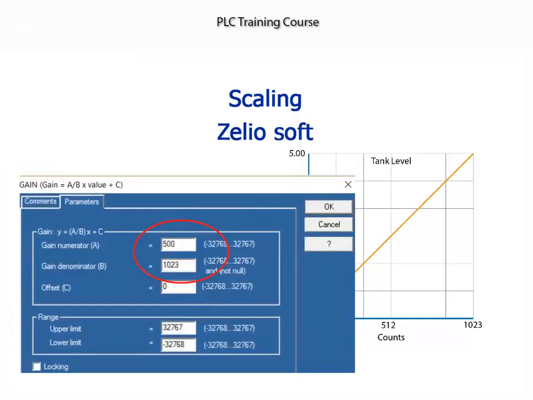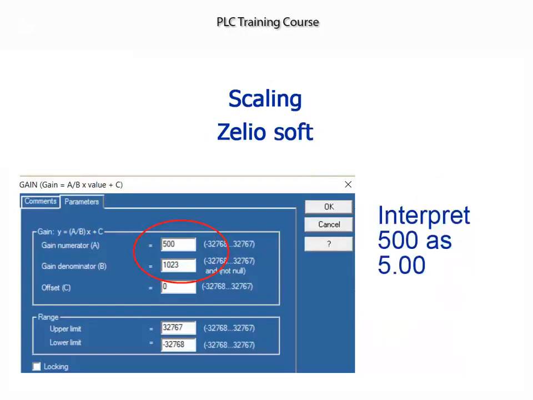Better resolution can be achieved if the numerator value is changed from 5 to 500. That means that the 1023 steps are changed to 500 steps. This will effectively provide 2 decimal places of resolution.